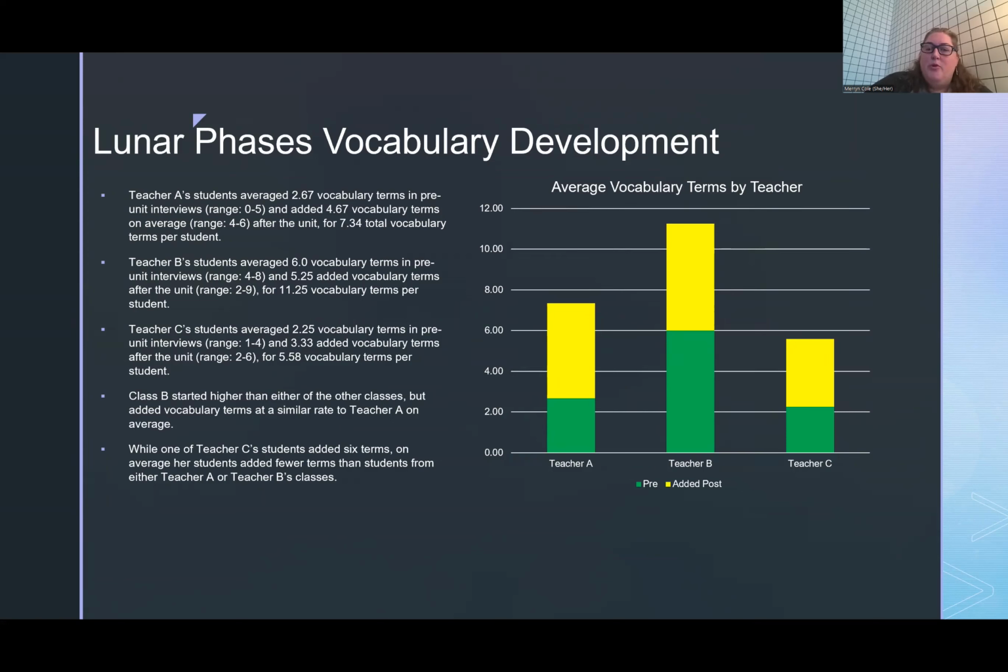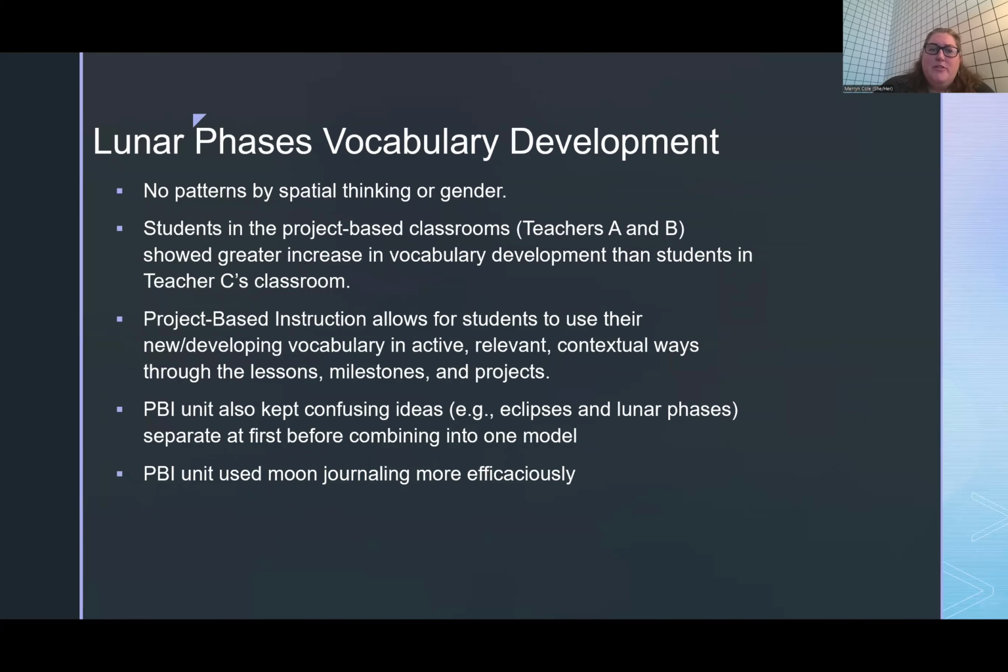So on this graph, the green portion of each bar represents the average vocabulary terms that students from that classroom used prior to instruction in their interviews. And the yellow represents the number of vocabulary terms added in post-unit interviews on average. So while they all started in different places, students from teacher A and teacher B's classrooms added a lot more vocabulary terms than students in teacher C's classroom. We didn't see any trends based on gender or spatial thinking ability, but we did find that students in the project-based real classroom increased their vocabulary development more than students in the other classroom.